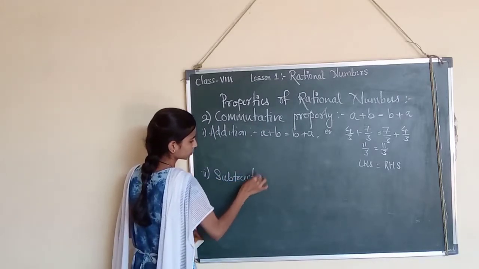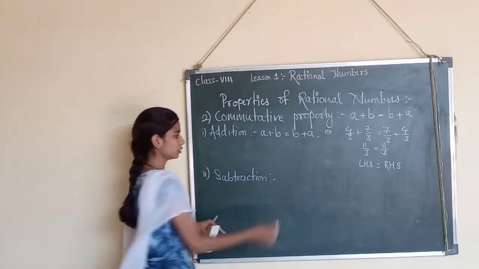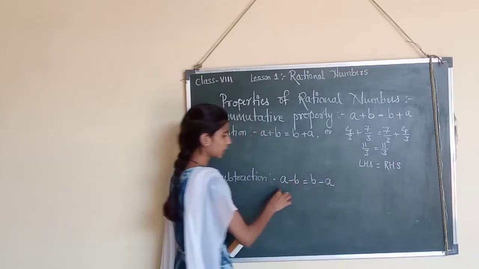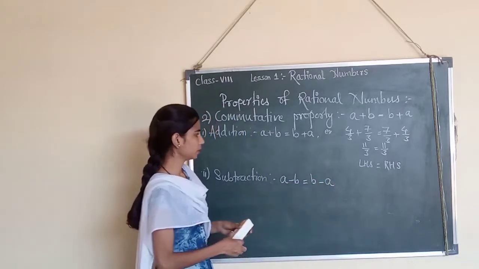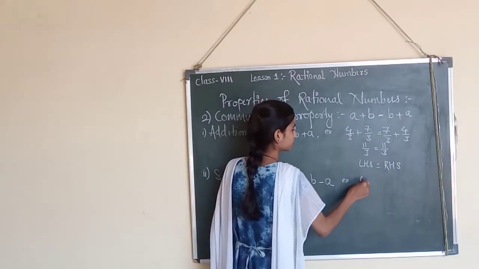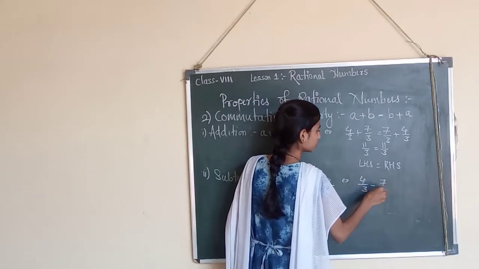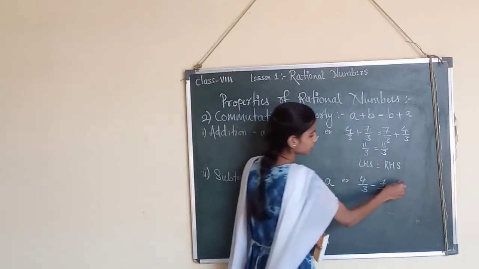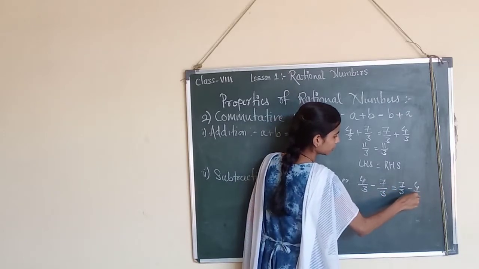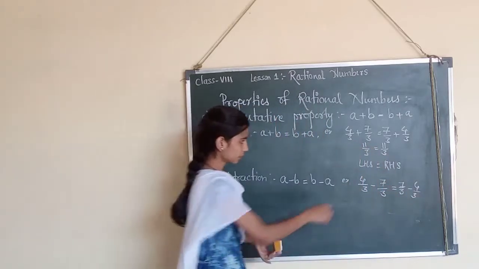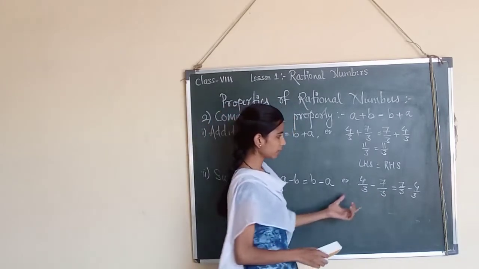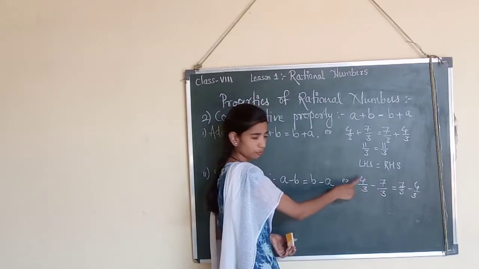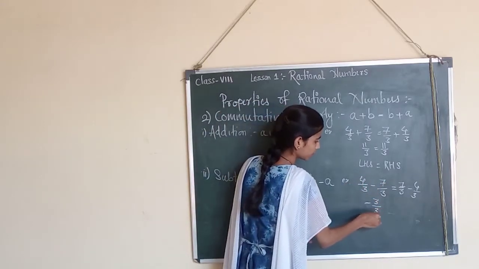In subtraction, as a property, when we swap, it will be A minus B equal to B minus A. We'll check with one example: 4 by 3 minus 7 by 3. Same example we will carry here. So RHS will be 7 by 3 minus 4 by 3. If the denominators are the same, we can directly subtract: 4 minus 7. You can see here 7 is greater than 4, so the answer will be minus 3 by 3.